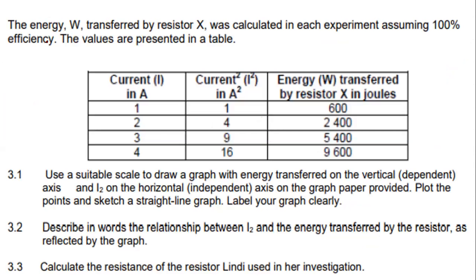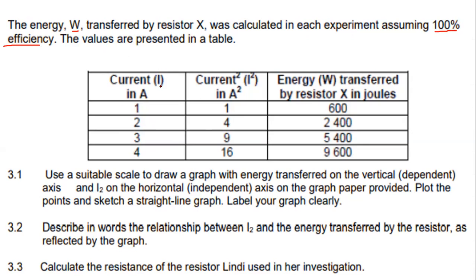Then the energy W that is transferred by resistor X was calculated in each experiment, assuming 100% efficiency, assuming that the current is always 1 ampere in one experiment, 2 amperes, 3 amperes, 4 amperes, and also that this resistor X is working optimally. The values are presented in a table.